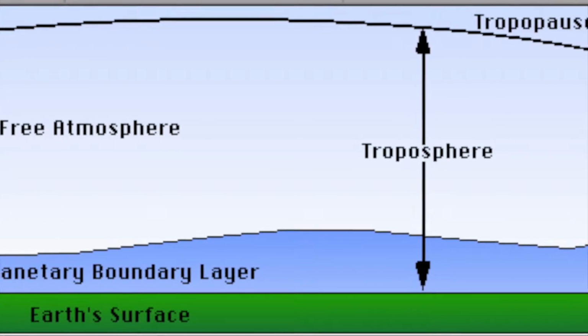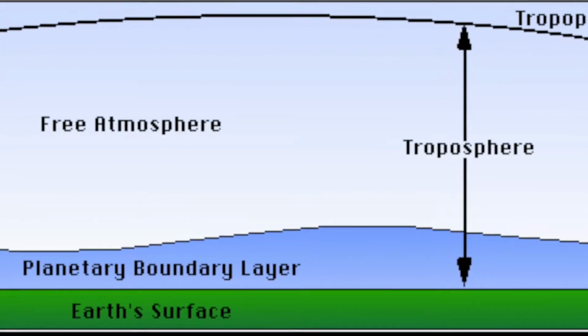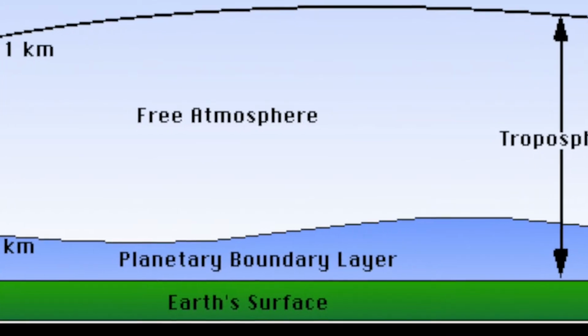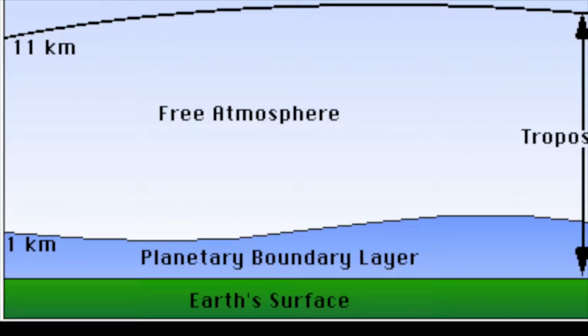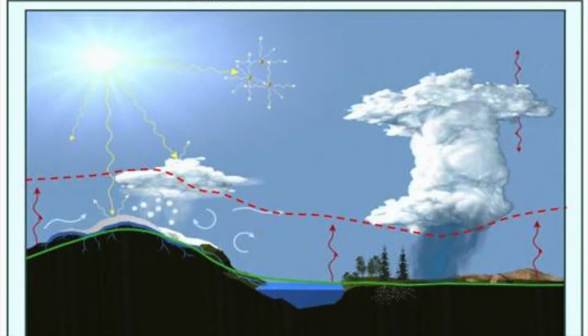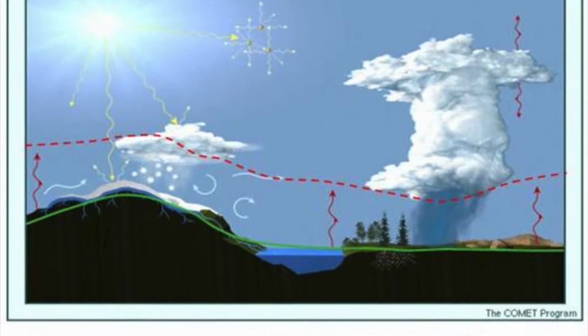The planetary boundary layer, also known as the atmospheric boundary layer or ABL, is the lowest part of the atmosphere. It generally extends from the surface to a pressure level about 850 millibars, though its height varies depending on certain factors, the most important of which is incoming solar radiation during the day.